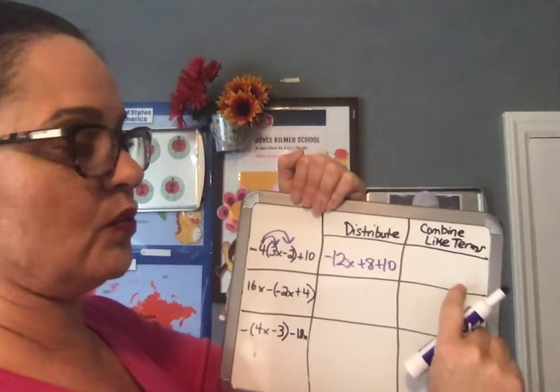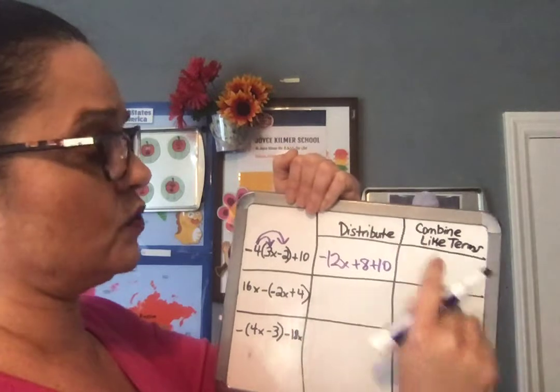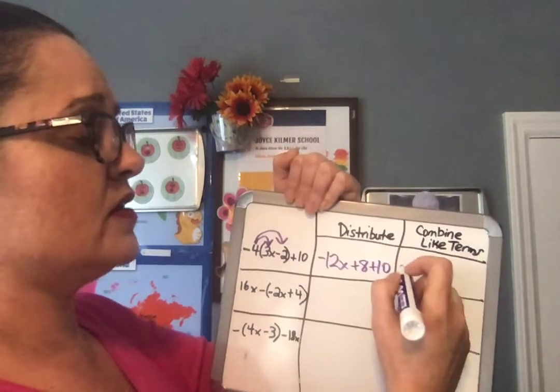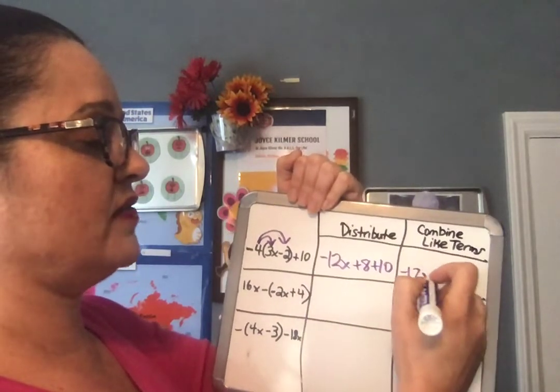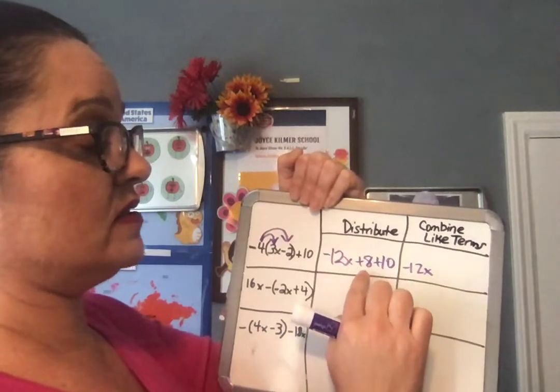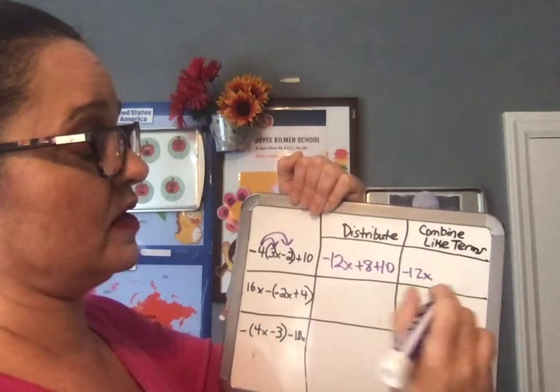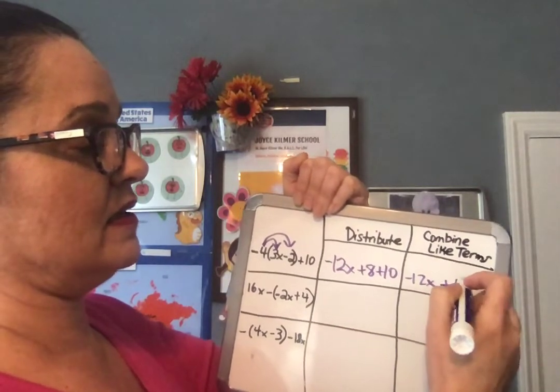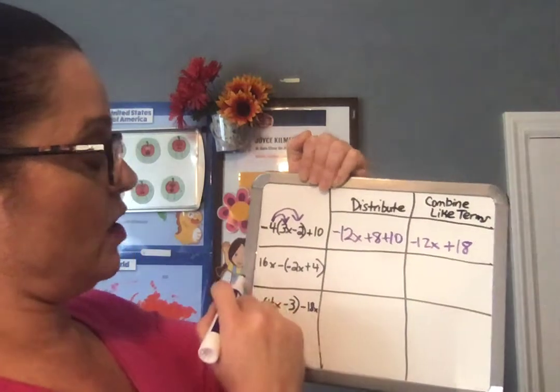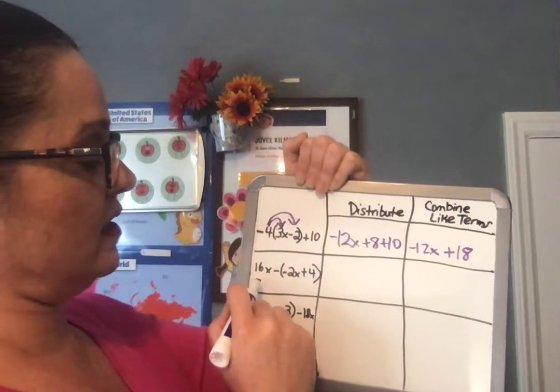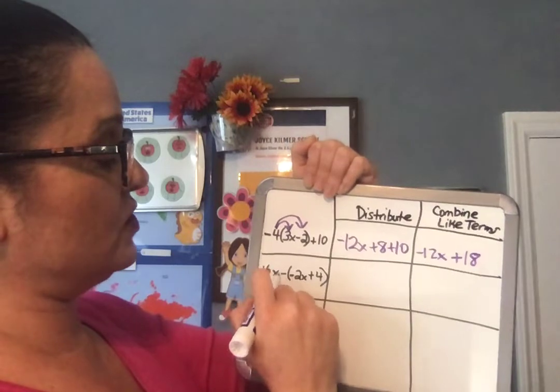Now in this column, we need to combine like terms. Well, we only have one x term, so that's negative 12x. I'll write that down. And then we need to combine our numbers. 8 plus 10 is 18. Okay? Over here, we have 16x minus 1.